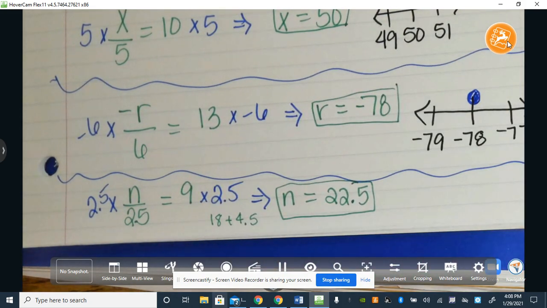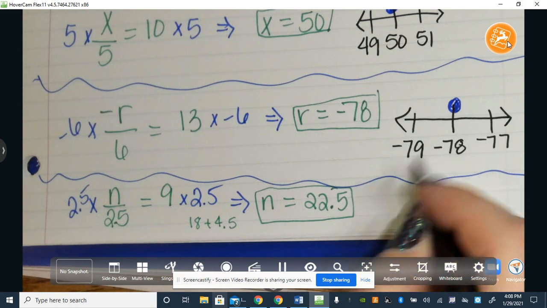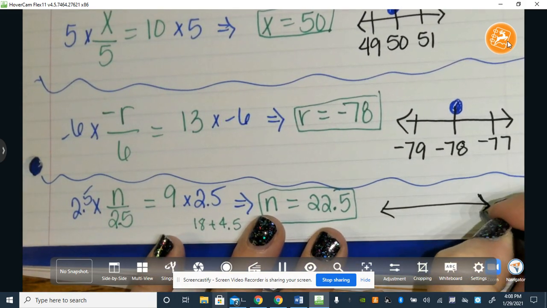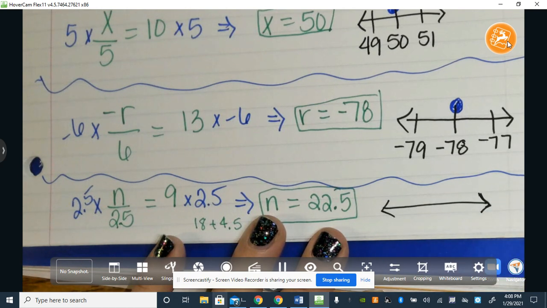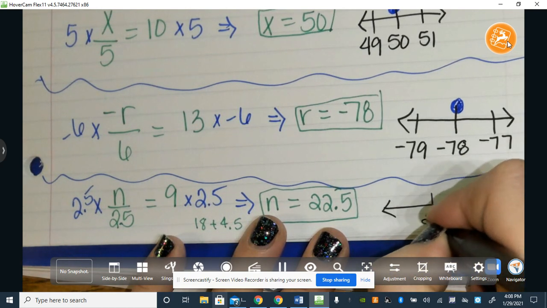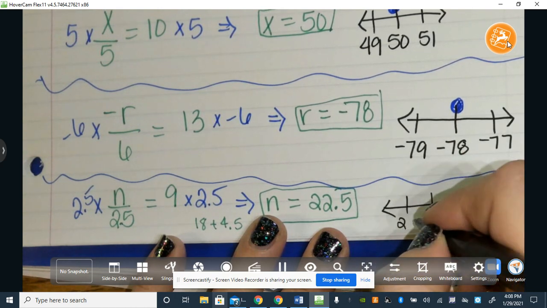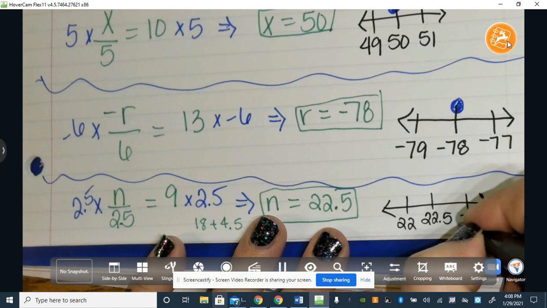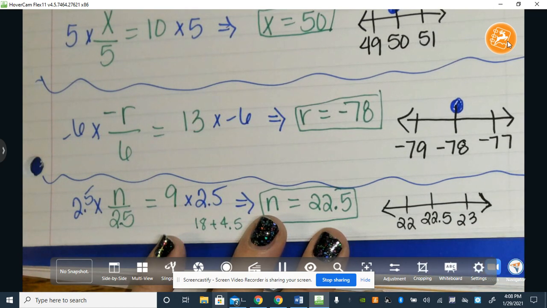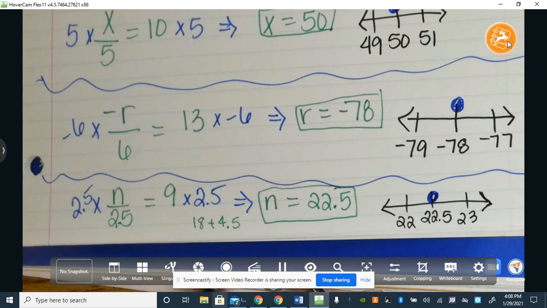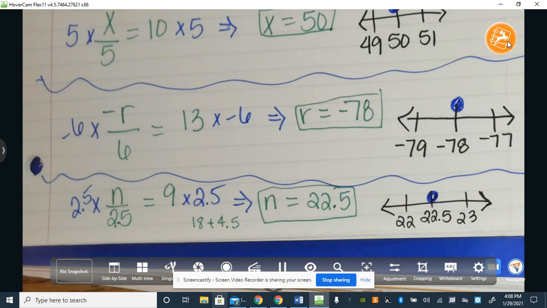All right, so I'm going to draw that on my number line. Remember, on number lines, make sure you have 2 arrowheads to show that it continues on. I'm just going to put 22.5 here. To the left, I'm going to put 22, and to the right, I'm going to put 23. And I'm going to grab my pen, and it was 22.5, and I'm going to put a colored-in circle right there. Okay, so that does it for the notes.